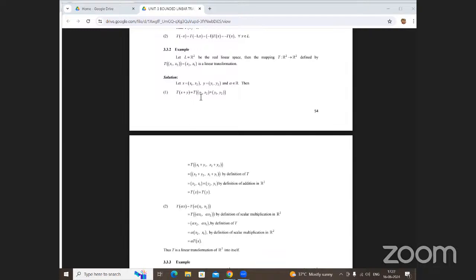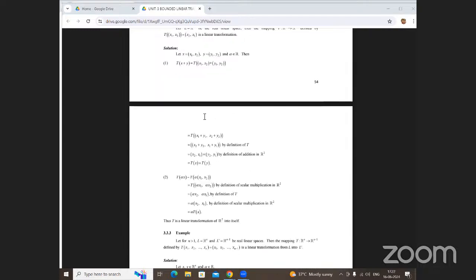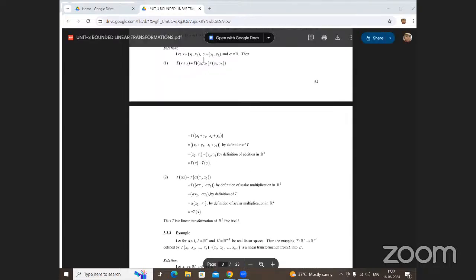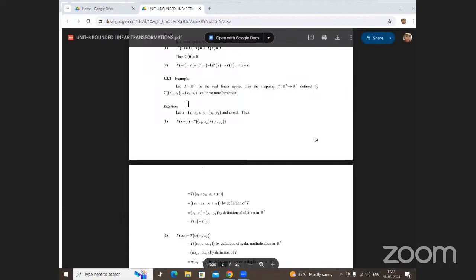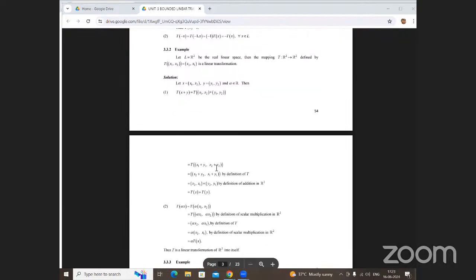This can also be written as T of x1 plus y1, comma, x2 plus y2. Now, both first coordinates are added, x1 plus y1 and x2 plus y2. Now we get the final part, according to the condition for the given example: T of x1, x2 equals x2, x1. So here x2 is x2 plus y2 and x1 is x1 plus y1 by the definition of T.